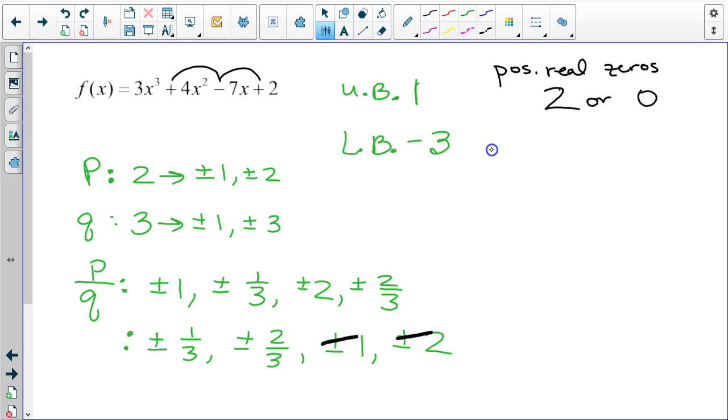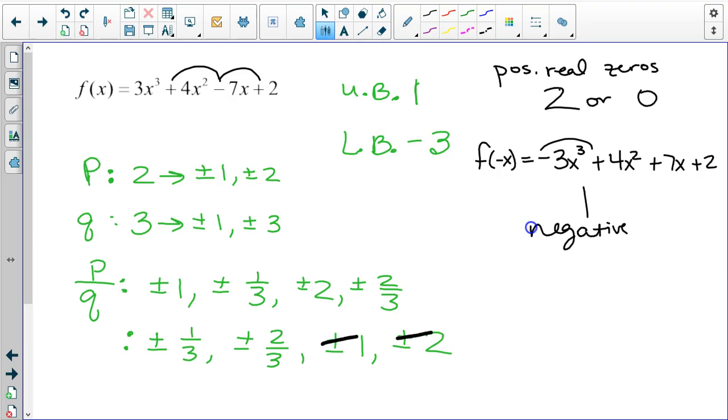Negative, what do I have to do first? F of negative x, which gives me negative 3x cubed, because that's an odd exponent. Then this is an even exponent, so it stays positive. Then this is odd, so it becomes positive, and then plus 2. So how many sign changes? 1. So how many negative zeros do we have? 1.